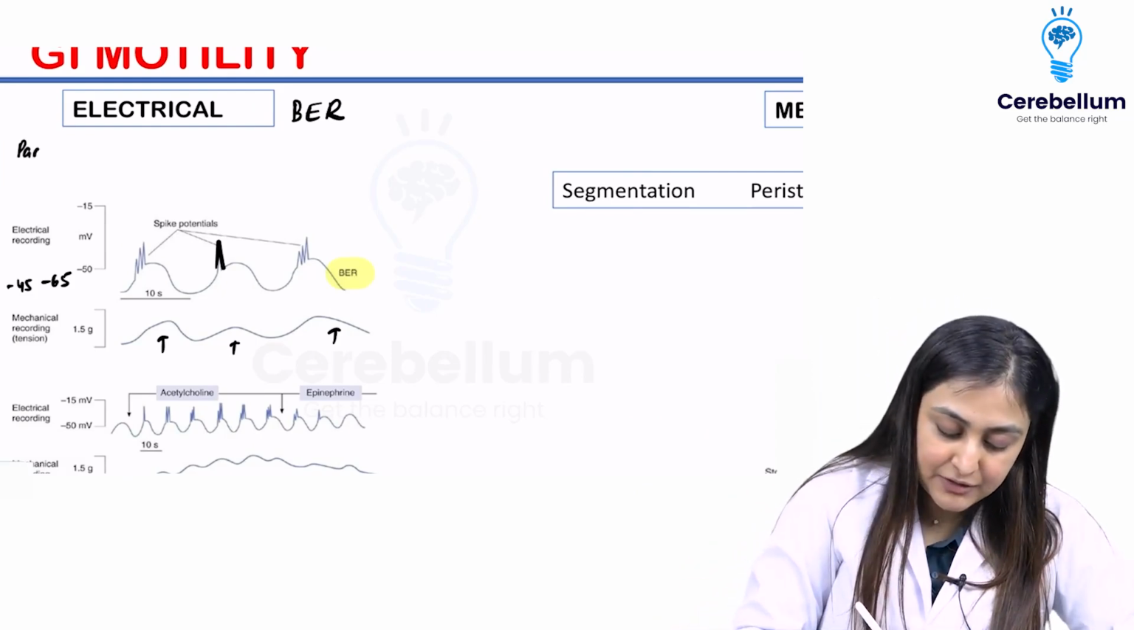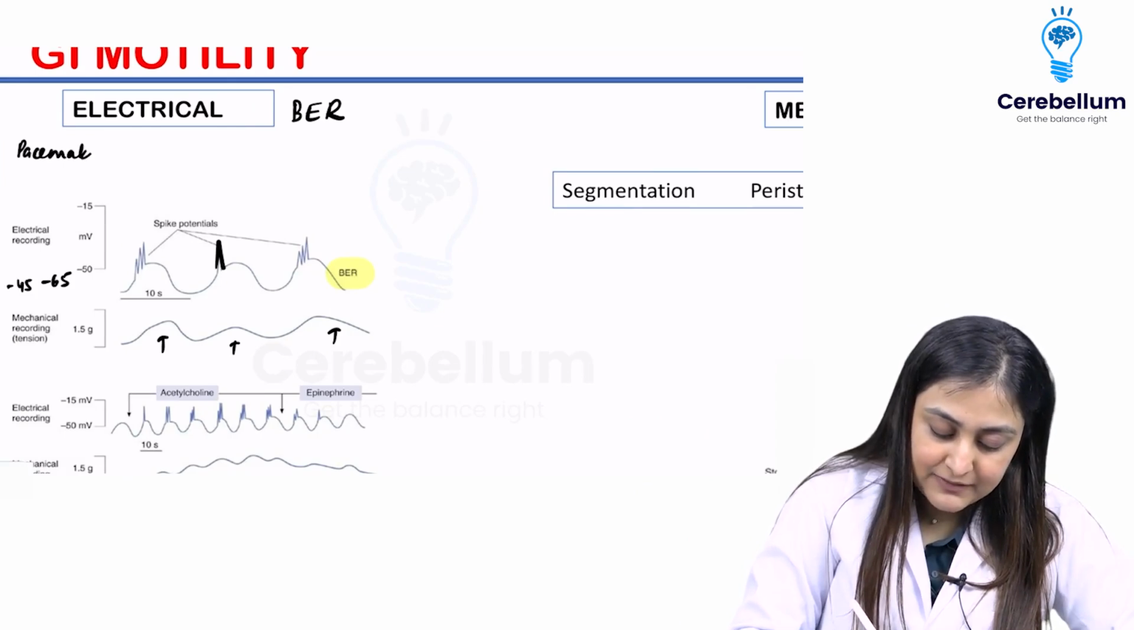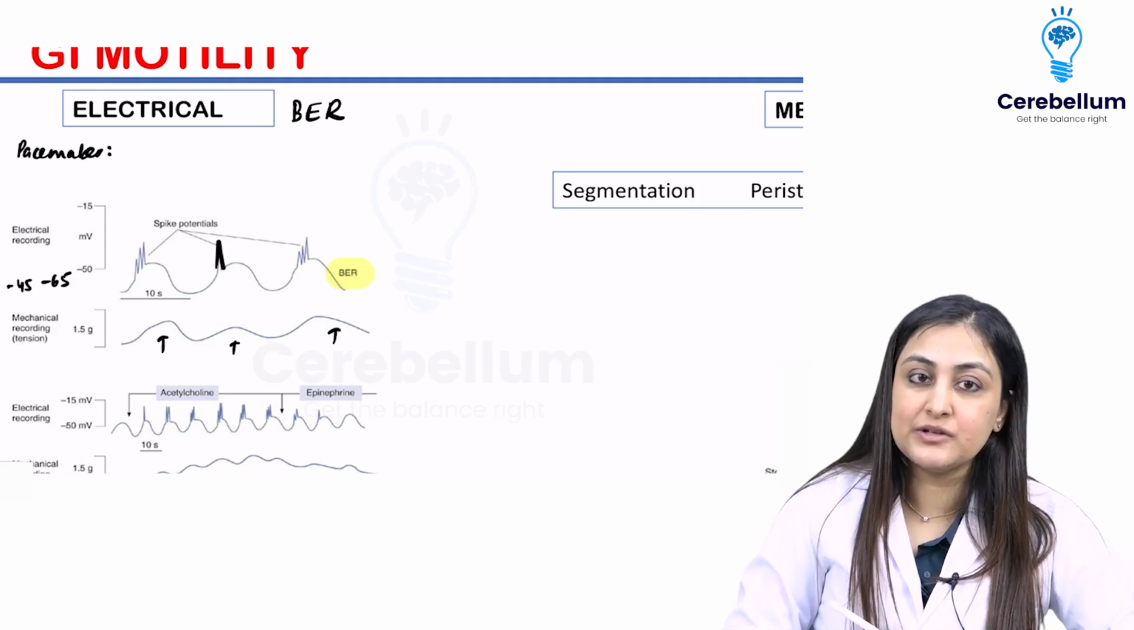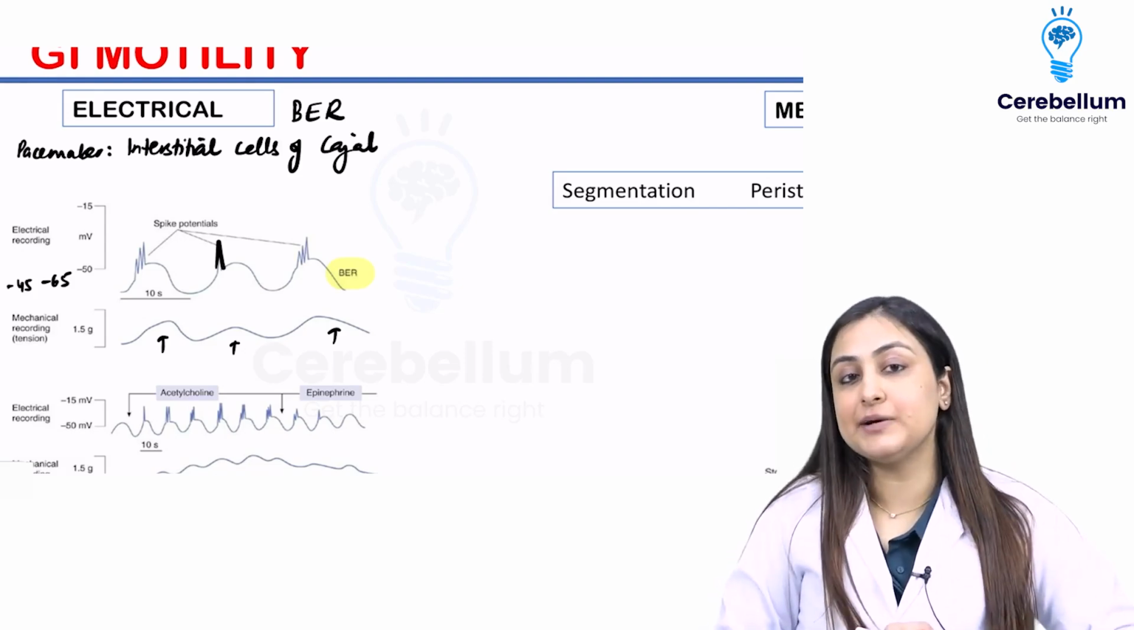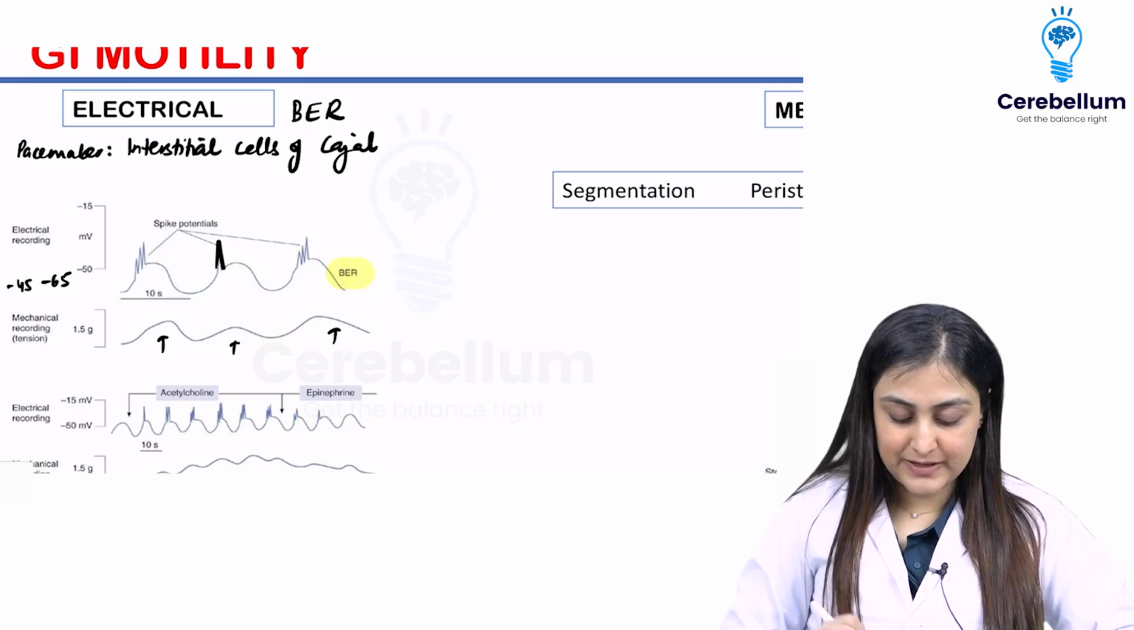And the pacemaker of the GI system, a very famous question that we do in the first year also, are the interstitial cells of Cajal. So these are the interstitial cells of Cajal that we gotta be aware of. This is very important.